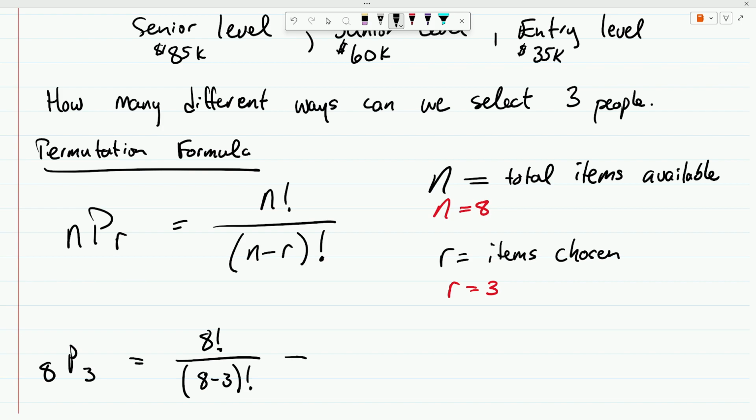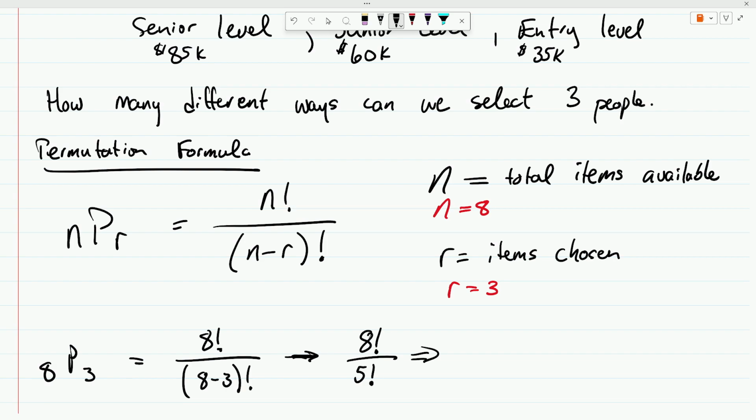Now from here, we could simplify this a little bit. In the numerator, we have 8 factorial. In our denominator, 8 minus 3 is 5 factorial. Now, from here, you have 2 ways that you can do this. You can either A, do it by hand, or B, use your calculator. Either way is fine with me. I'm going to do it both ways so you can see it. First, let's do it by hand.